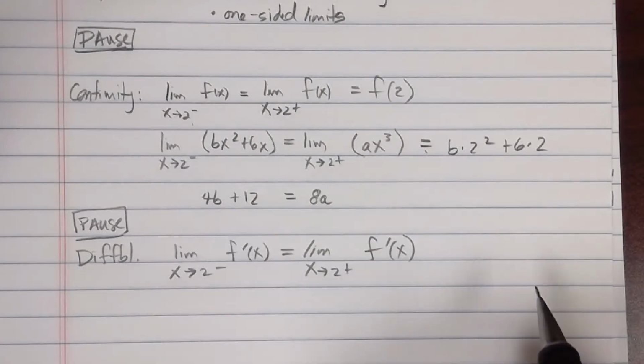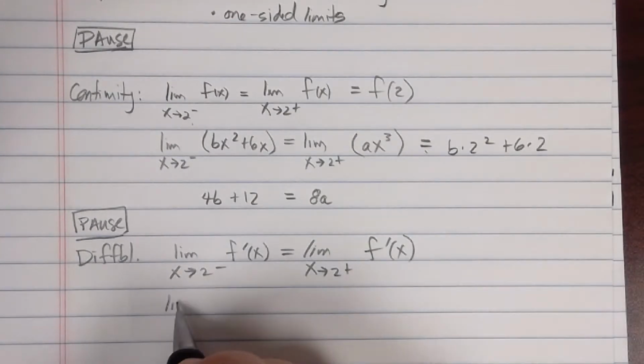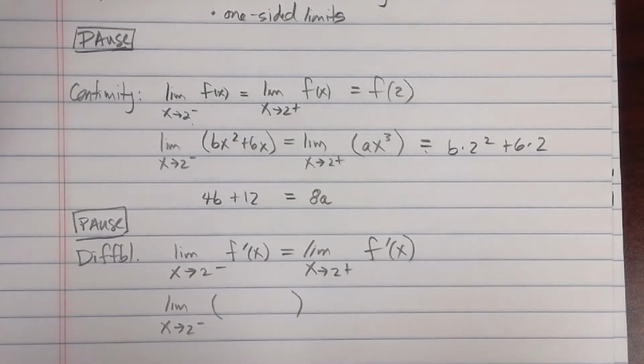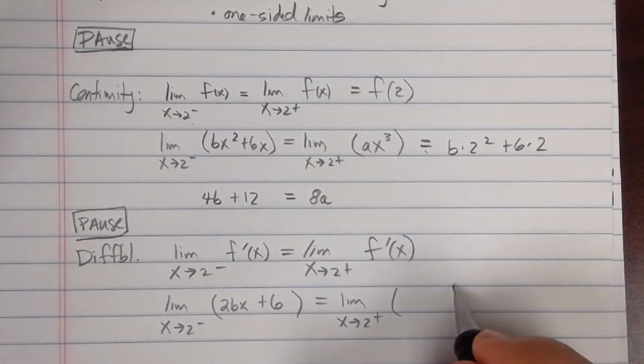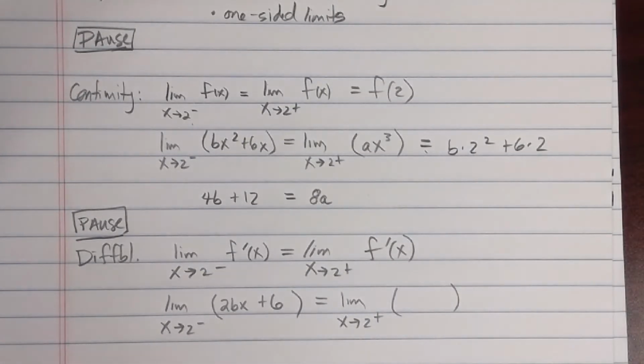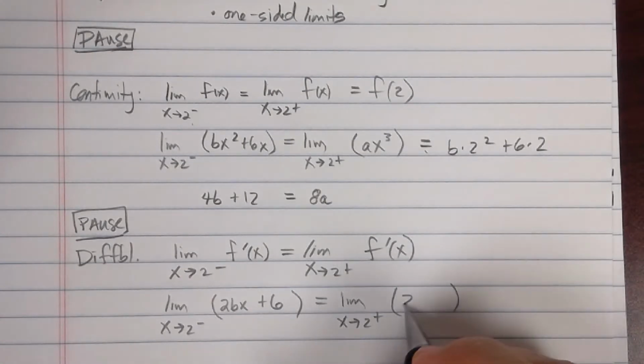Okay, well, this will be the limit as x approaches 2 from the left. I need the derivative of f for x values less than 2. So I'm going to take the derivative of the first piece of the piecewise function. That's going to be 2 times b times x plus 6. And now that has to equal the limit as x approaches 2 from the right of f prime of x for x values greater than 2. Well, that's going to be 3a times x squared.